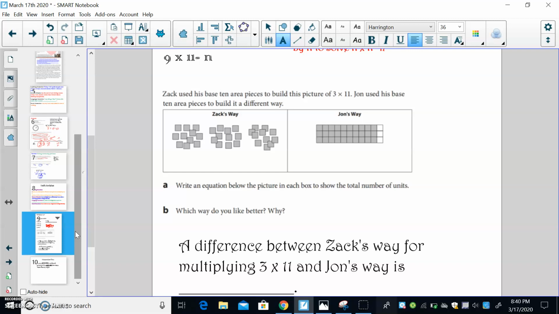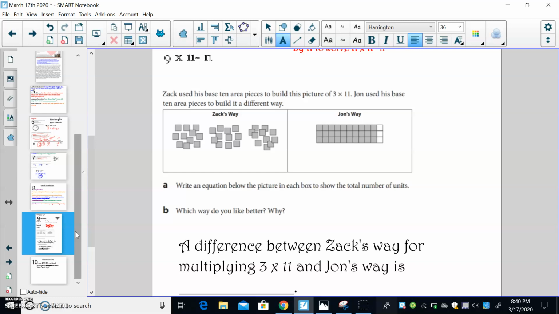And now you're going to open up your math notebook, and we're going to be doing a lot of writing in these upcoming videos. So you're going to write down a difference between Zach's way for multiplying 3 times 11 and John's way. Make sure you're using juicy mathematical words. And pause it to write.